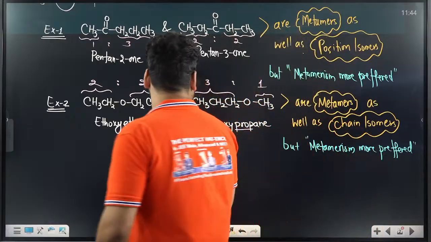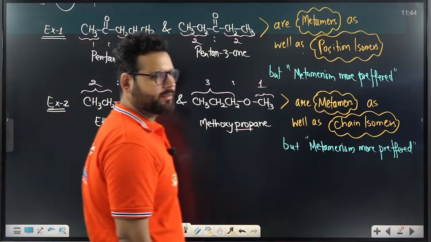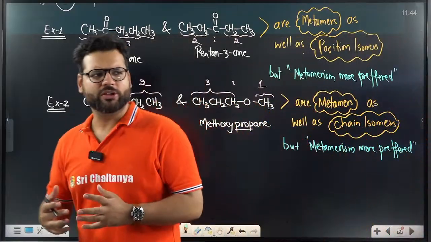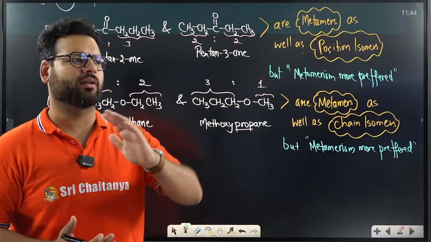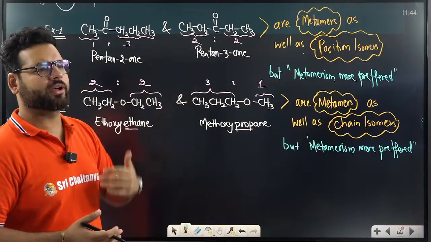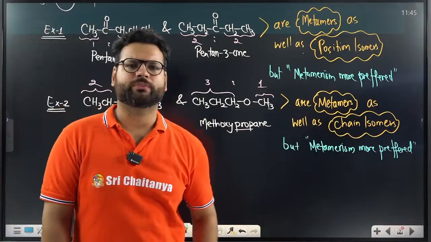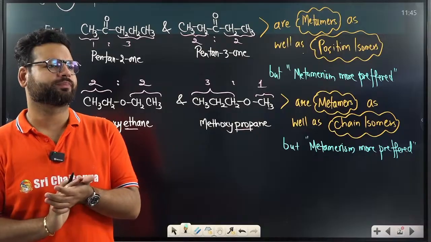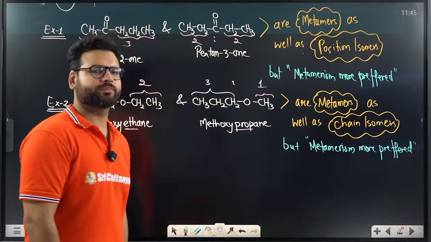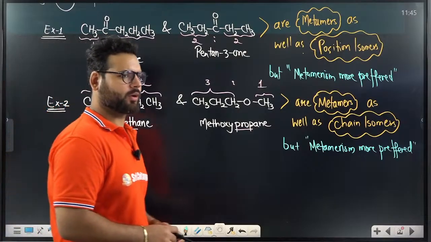Okay. Metamerism is more preferred over chain and position both. Okay, so metamerism is a confusing isomerism. It sometimes confuses you with position, it sometimes confuses you with chain, but it will always confuse you with these two. So you have to remember that more preferred is going to be metamerism over the other two isomers. Okay, is it clear to everybody, yes or no? Is this point clear to everyone? This is about metamerism. Yes, sir. Okay.